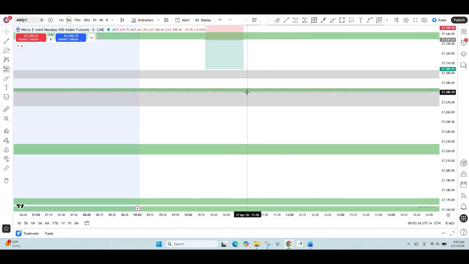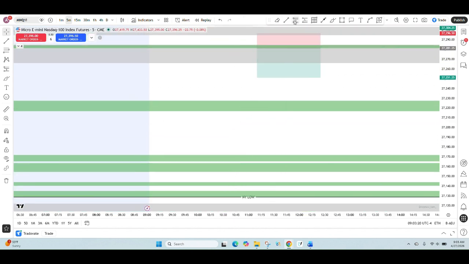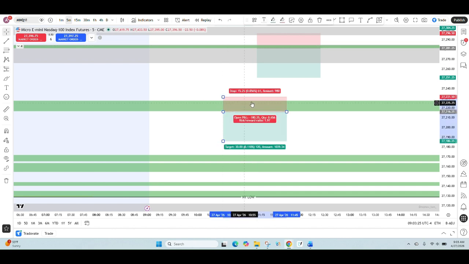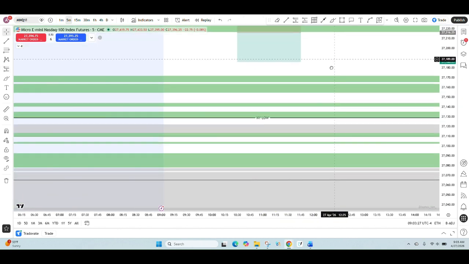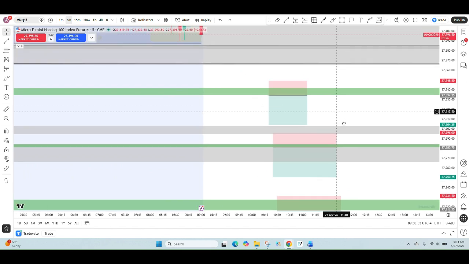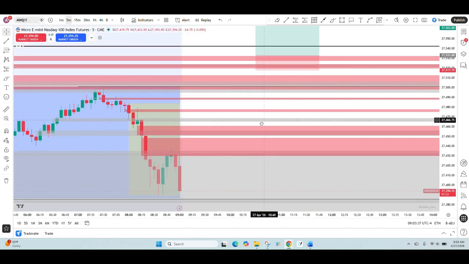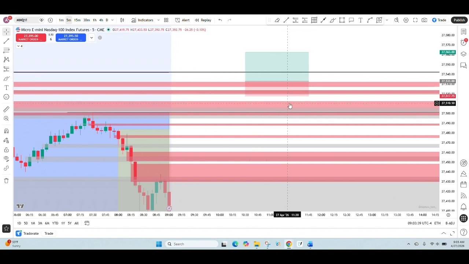Okay, let's see. I can probably take this short. And this one as well. So if price ever gets this low, then these are my entries that I can take for my 30-point take profit. And if it continues going up, I can target this long.